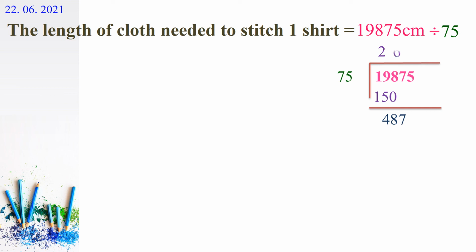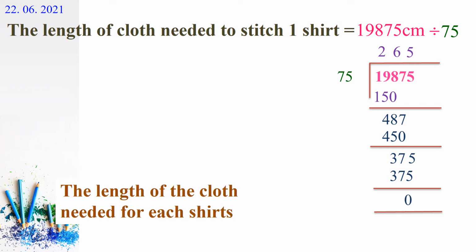In 487, 75 will be 6 times. Therefore, 75 sixes are 450. On subtracting 450 from 487, we get 37. On bringing the 5 down, we have 375 now. We know very well that 75 fives are 375. On subtracting, the remainder is 0 now. Therefore, the length of cloth needed for each shirt is equal to 265 centimeter.